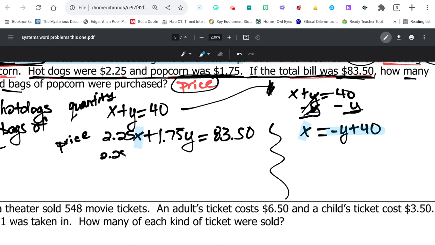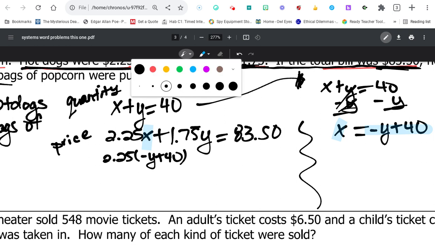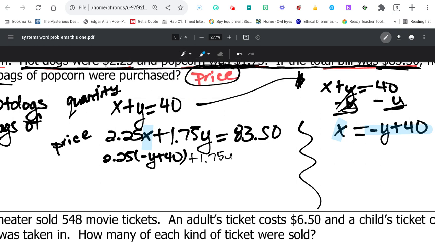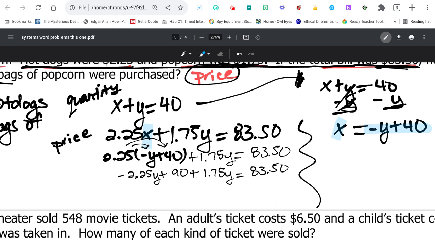So let's do 2.25, and X is going to change to negative Y plus 40. I don't know if all of this is going to fit. Let me make this thinner. Plus $1.75Y equals $83.50. So when we distribute here, we end up with negative 2.25Y plus 2.25 times 40, which is 90. So plus 90 plus $1.75Y equals $83.50.